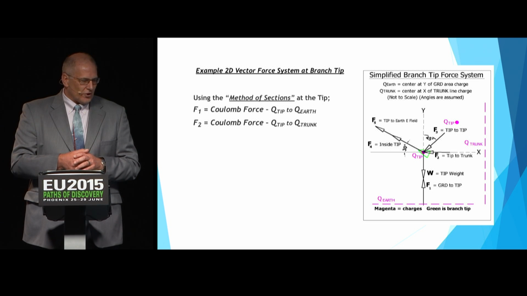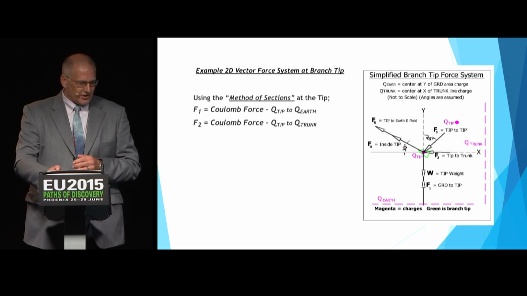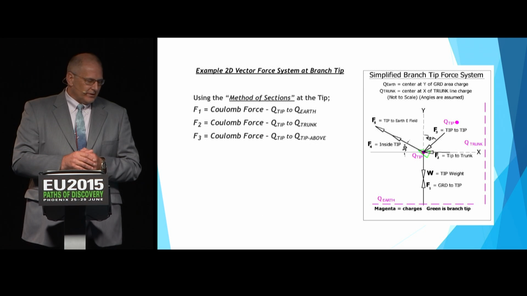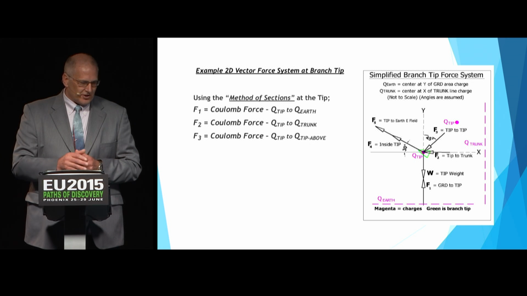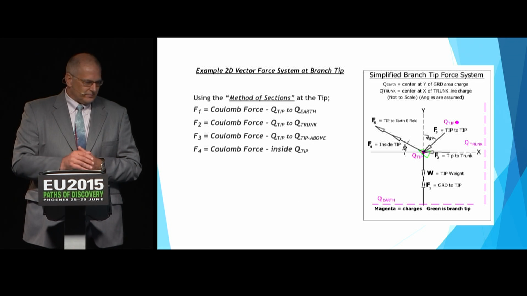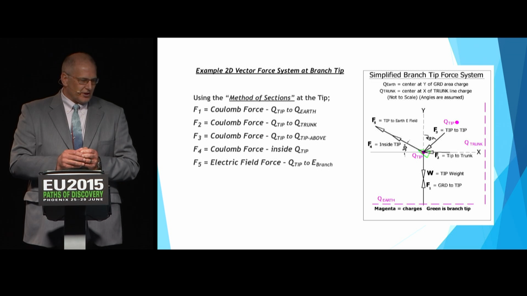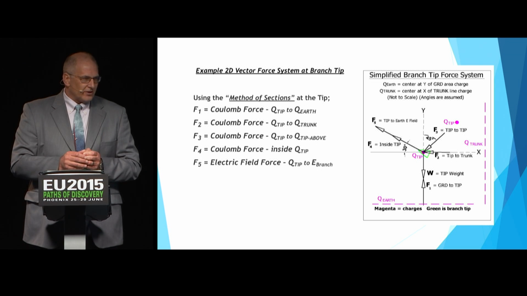F2 is the Coulomb force, which is the charge in the tip between the charge in the trunk, and I assume the charge in the tree trunk was 100 times the charge in the tip. F3 is the Coulomb force between the charge in the tip and the charge in the branch above. F4 is the Coulomb force inside the tip. And F5 is the electric field force between the charge in the tip and the electric field around the branch.